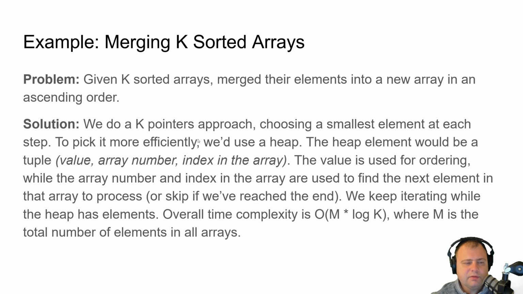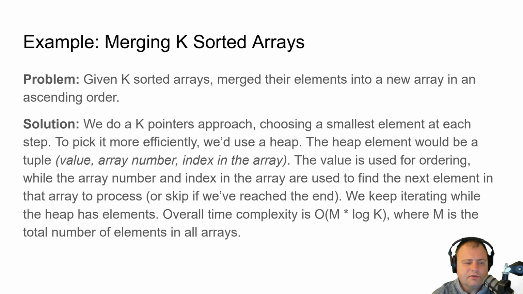So the next problem is merging k sorted arrays. Given the k sorted arrays, merge the elements into a new array in sorted ascending order. We use a k-pointers approach for tracking the current element of each of the k arrays we're processing, starting with 0, and then choose the smallest element in each step. To pick this smallest element more efficiently, we'd use a heap. A heap element would be a tuple with the value, array number, and index in the array.